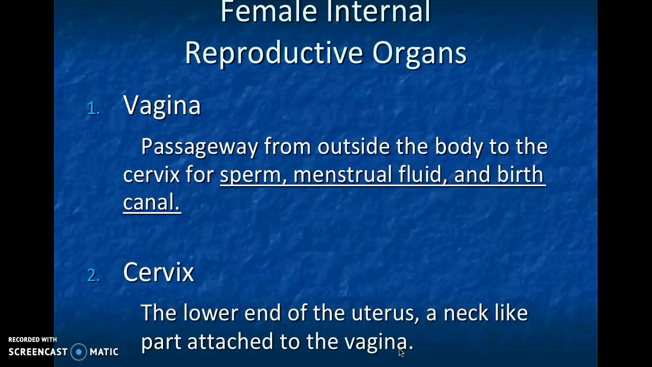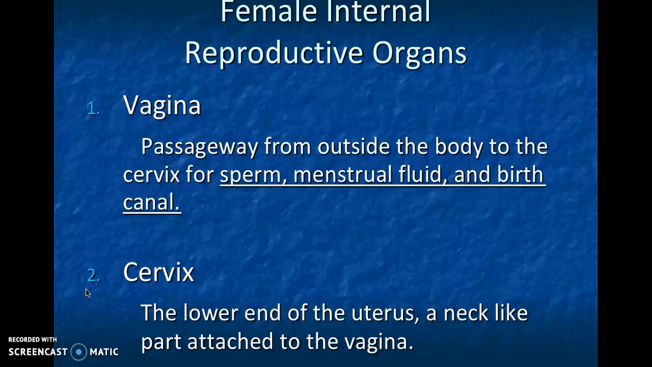So the cervix, in relation to childbirth, you might have heard, like, oh, she's dilated to a 6 or whatever. That is dealing with the cervix. The cervix will open to about 10 centimeters. It's about 4 inches. I don't know if you can imagine. That doesn't seem very big.